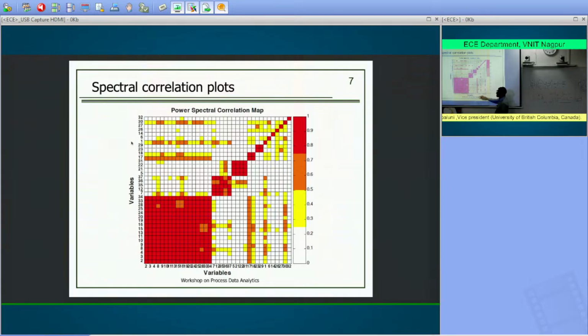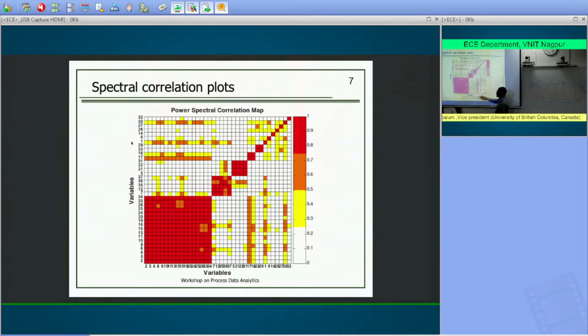This is an industrial case study. You have lots of different processes. Collecting the data, time series data, spectral data, power spectral correlation that puts all the variables with similar oscillations or frequency content together. And through that process, we were able to extract the variables that have the same frequency oscillations.